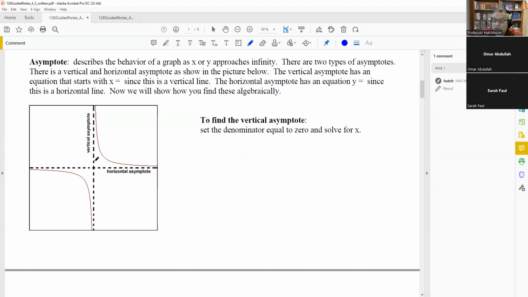The reason is that's usually where you're dividing by 0. As it says right here, to find the vertical asymptote, you set the bottom, the denominator, equal to 0, and you solve for x. Now, we also have a horizontal asymptote that's here.